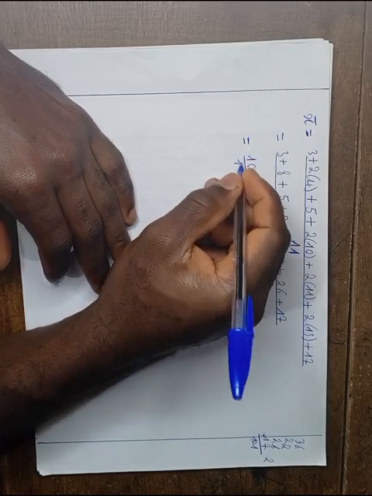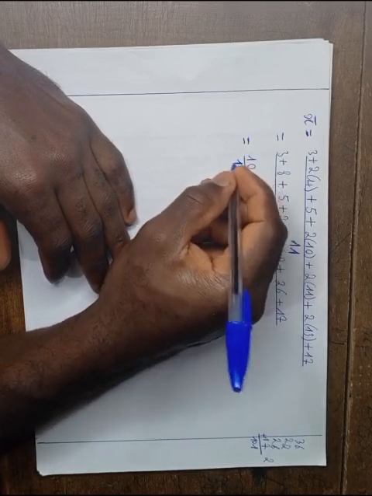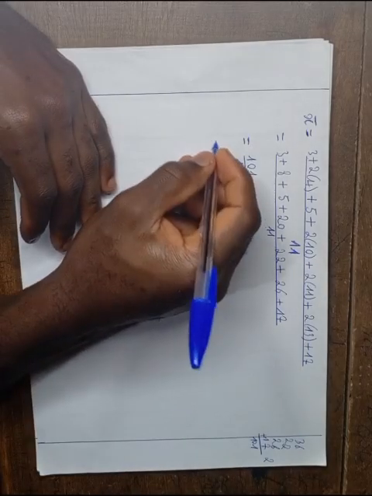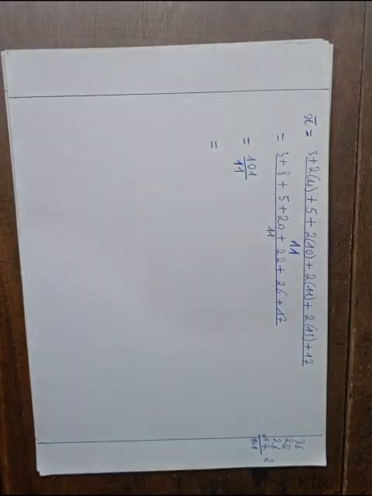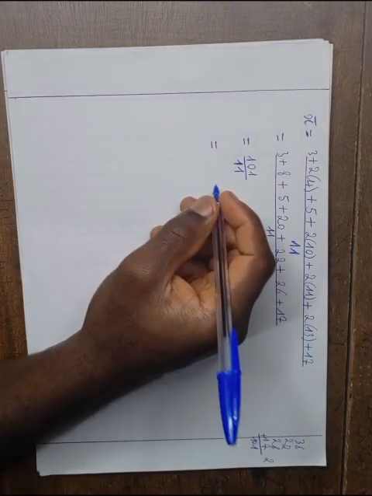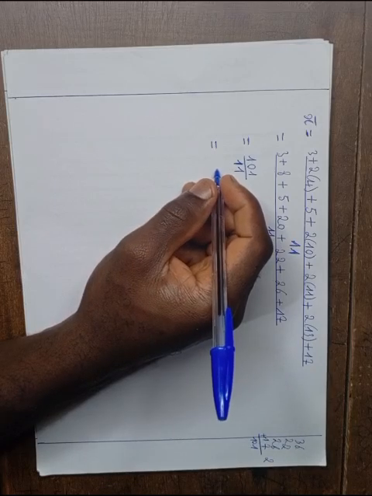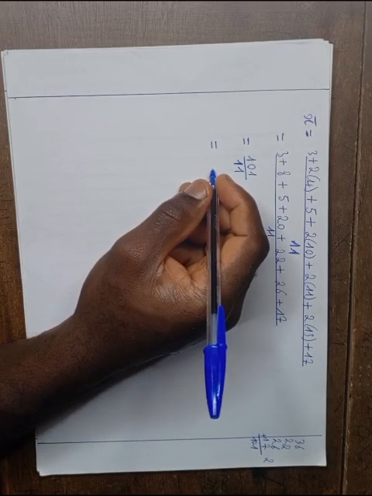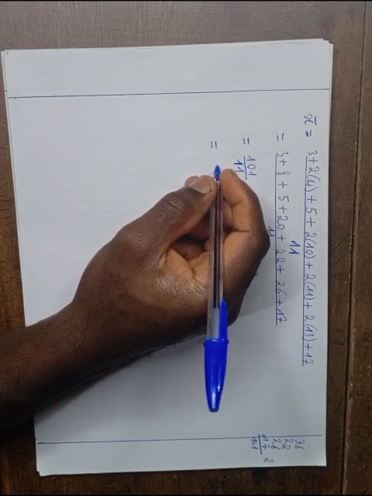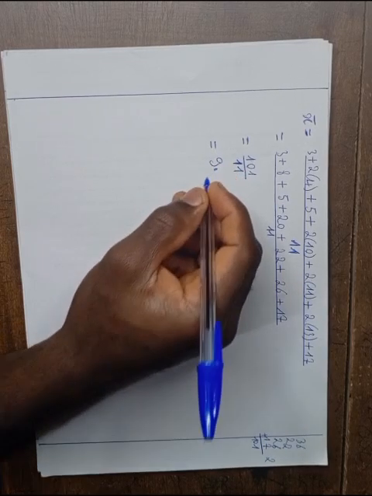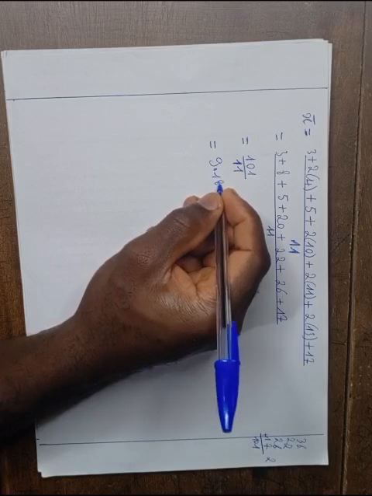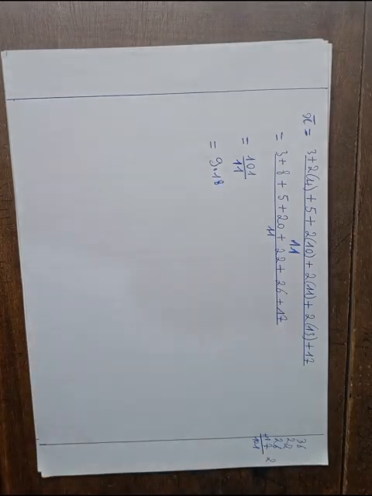So this will simply give us 101 divided by 11. And this will give us, if we make use of a calculator, 101 divided by 11 will be equal to, in this case, I will give the answer to 2 decimal places, 9.18. So this will be the mean.